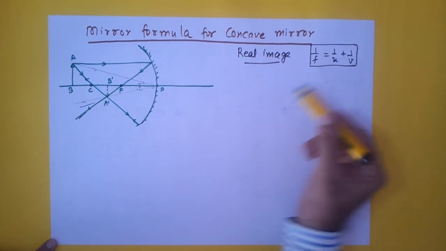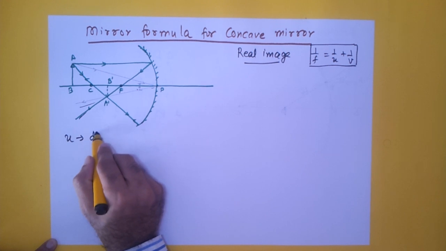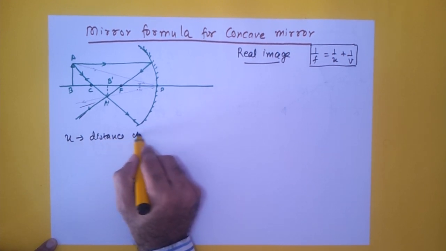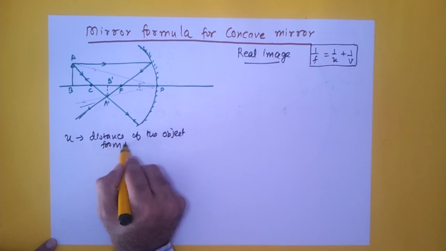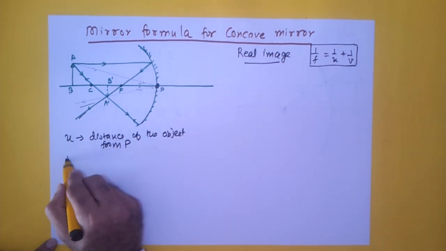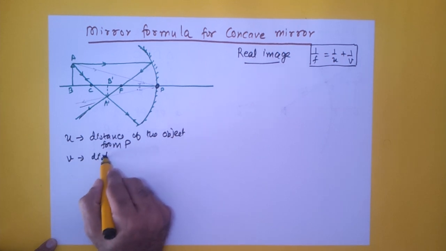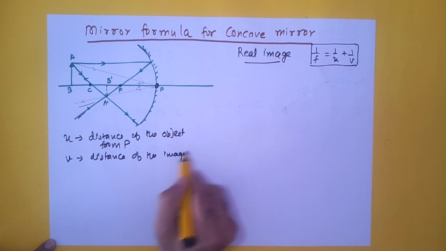Now in this we will use a little bit of geometry and try to arrive at this equation. Before that, u represents the distance of the object from P, the pole of the mirror. v represents the distance of the image from P.